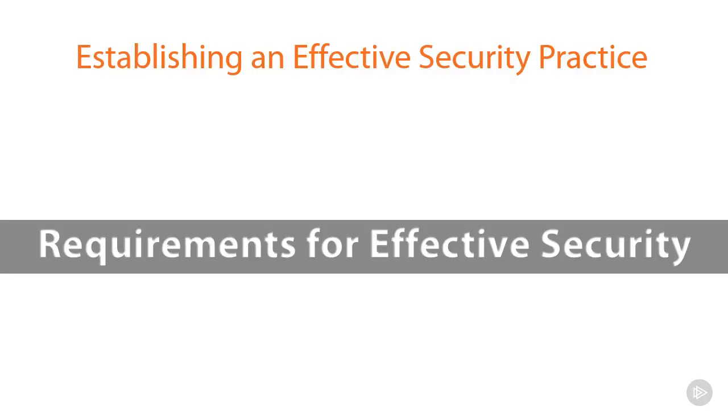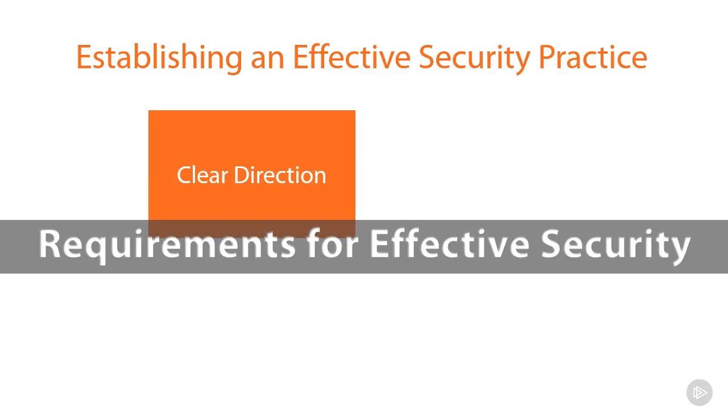In this section, I'm going to teach you about several different elements that should be in place in order to provide effective information security. For example, clear direction from the top down. You have to have leadership giving direction and setting the standards and setting the policies, and their message has to be clear from the top down in order for the organization to truly be effective.